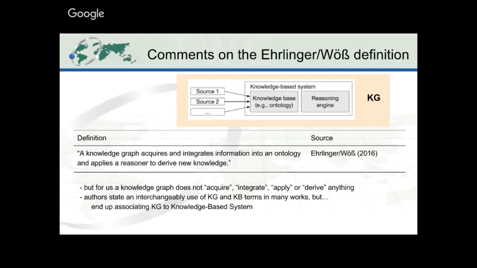They say that a knowledge graph is a kind of architecture. They say that explicitly. And that architecture acquires and integrates information into a knowledge and applies a reasoner to derive new knowledge. Well, this is the official definition that the authors gave. But first of all, we do not agree with that definition, mostly because we think that a knowledge graph is not something that does things. People can do things, machines can do things, but knowledge graphs can't. In our field, they are only a kind of mathematical structure, or any kind of structure, but they don't act on external sources and try to integrate them.